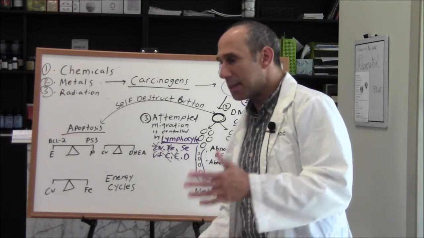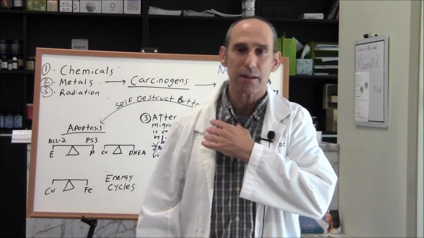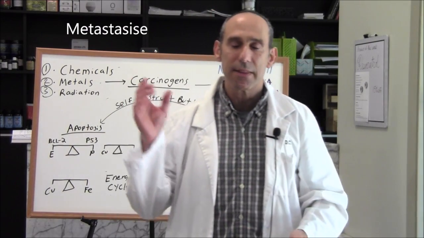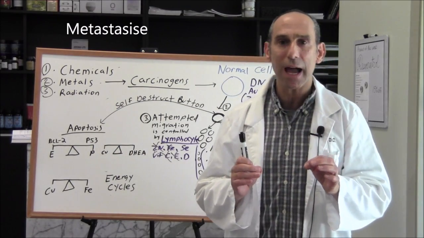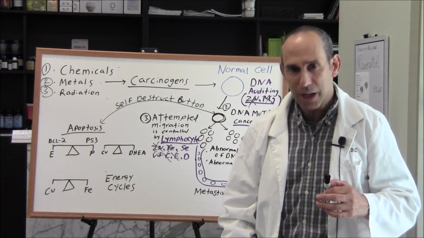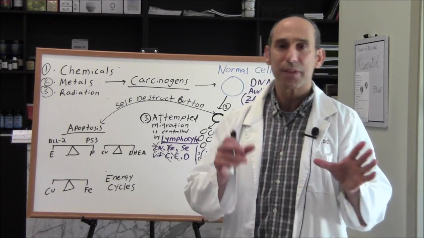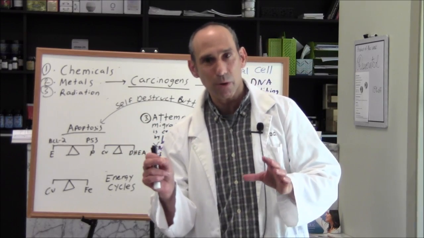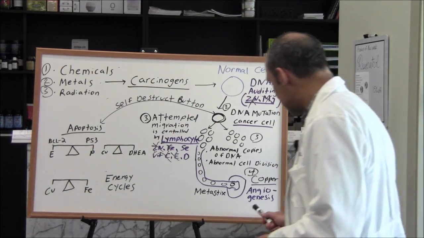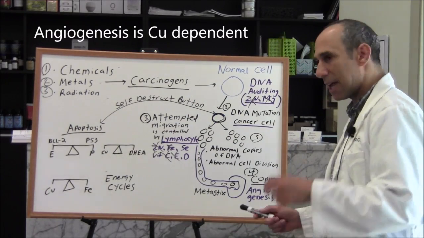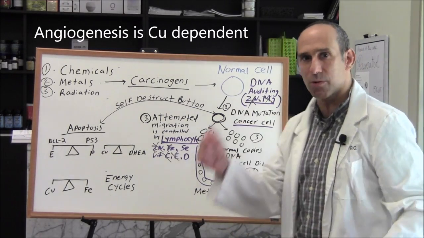Now, maybe the cancer will go from breast to bone, and when it metastasizes, that cancer needs a blood supply. When they're laying down new cancer cells, if it doesn't have a blood supply, it won't grow. But guess what mineral that blood supply is dependent upon? You need copper for angiogenesis. Angiogenesis is a copper-dependent process. So with this high copper, the metastases will grow like that.